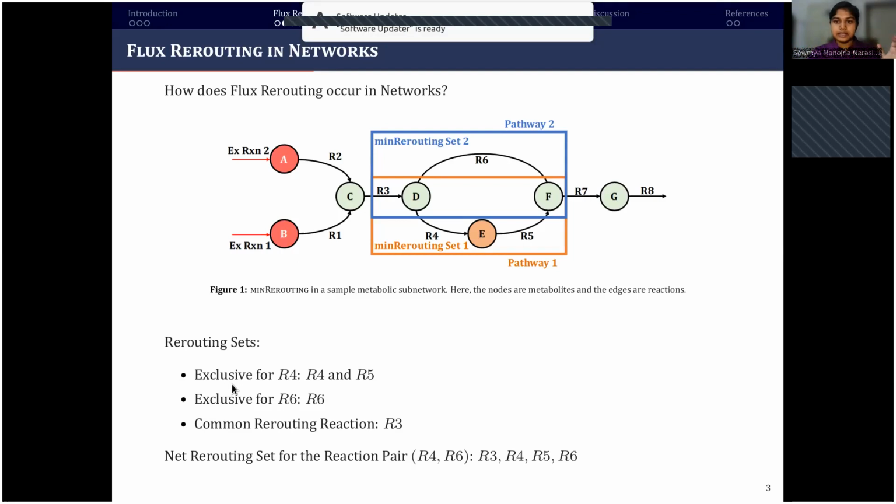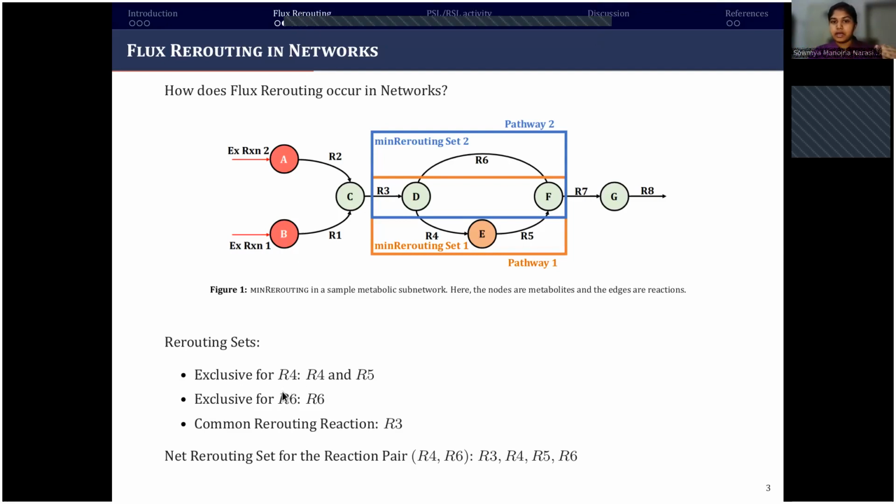So if we take the rerouting set and make it exclusive, we'll have for R4, R4 and R5, and for R6, R6. And say now that it's not just these reaction fluxes which vary, the fluxes through any of these reactions could differ. And say that the flux through reaction R3 alone differs significantly. So we would consider R3 as also one of the reactions which comprise the whole rerouting set for the reaction pair R4 and R6. So when we say a common rerouting set, that would refer solely to R3, and the size of the common rerouting set in this example would be 1, and the size of the total rerouting set would be 4. It will comprise R3, R4, R6, and R5.